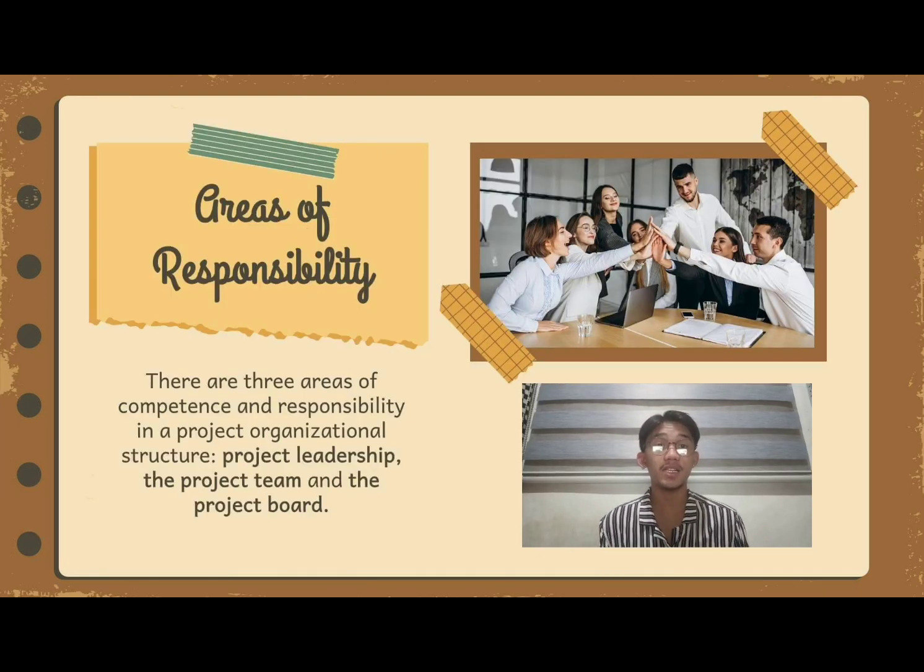Areas of responsibility. There are 3 areas of competence and responsibility in a project organizational structure: project leadership, the project team, and the project board. The project leadership is responsible for the management of the project, and the project team implements the project. The project board is the decision-making body that defines project success and whether or not a project must be cancelled.